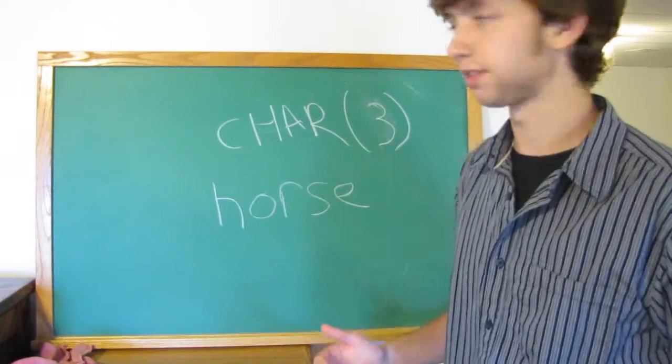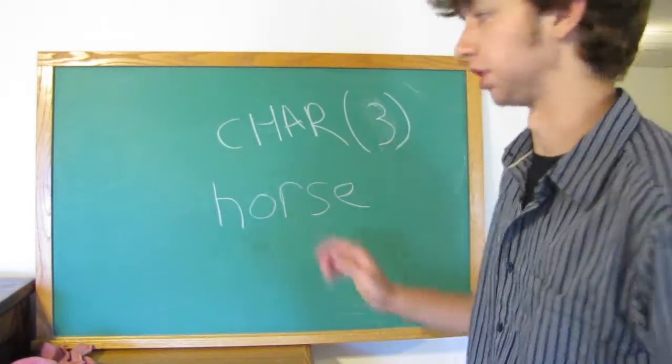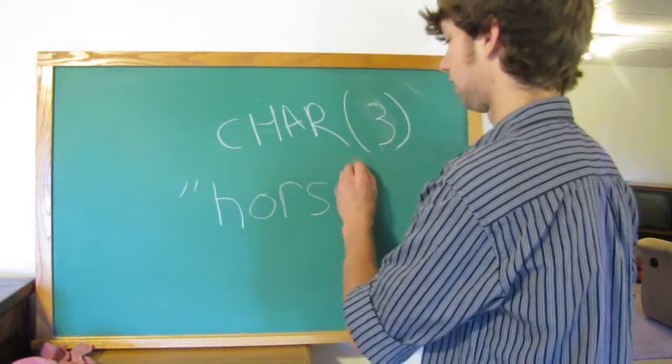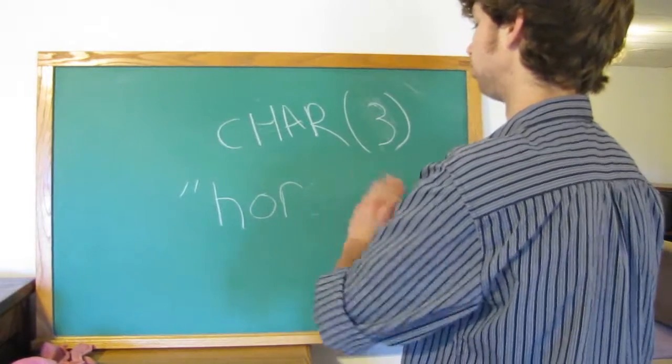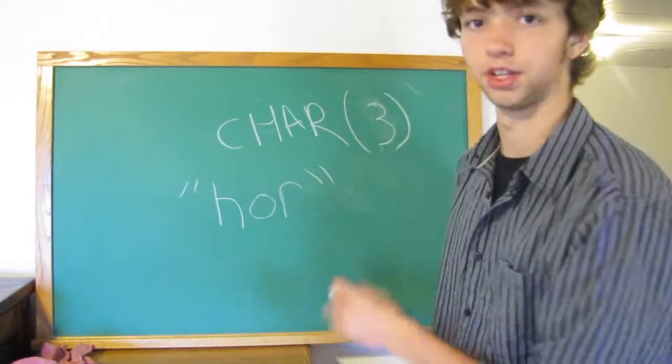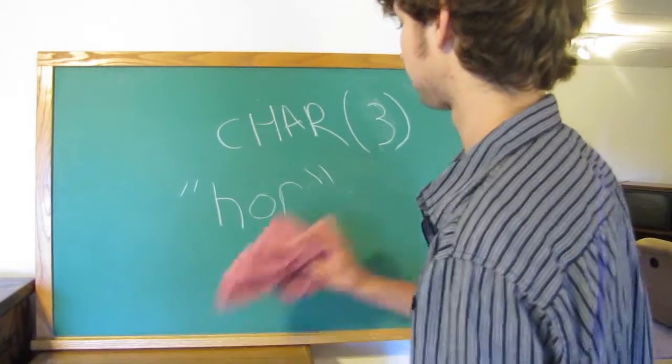So let's say our data type is char with a limit of 3. And we enter in horse as a string. It'll cut off all the extra characters so it'll only have 3 in the entry, which leaves us with hor, which we don't want.